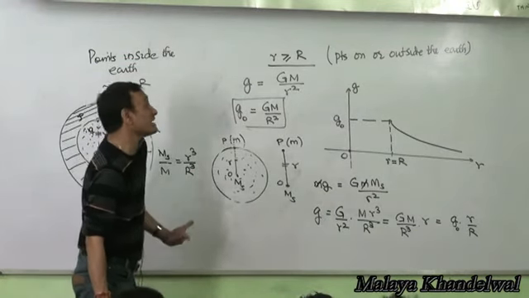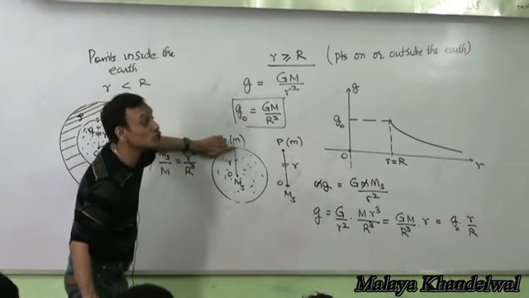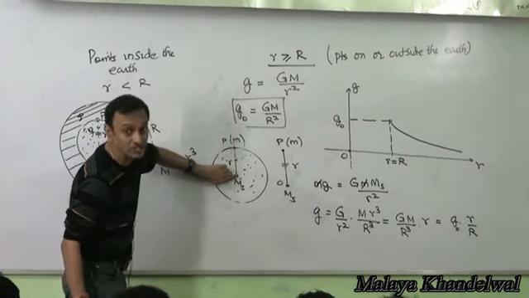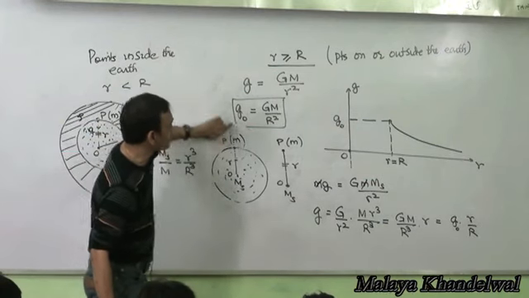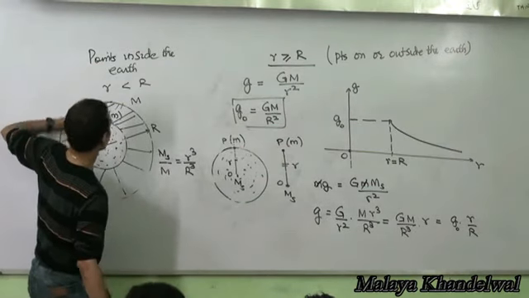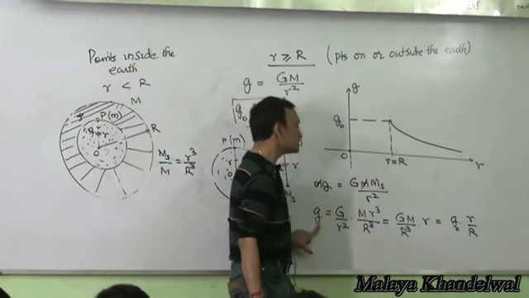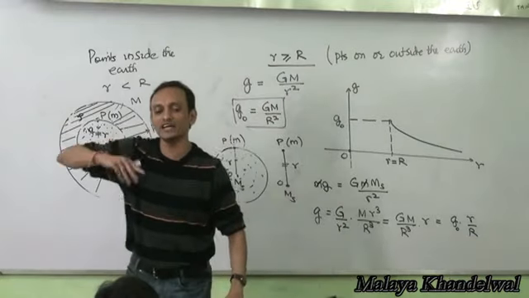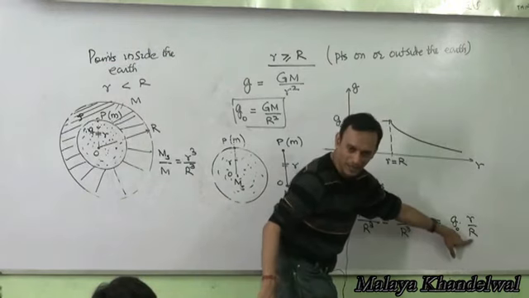Which means inside the earth, g is proportional to the distance from the center of the earth. That means if you go to the center of the earth, g at the center will be 0, small r equal to 0. And as you move further and further towards the surface, small r grows and the value of g grows linearly with small r, isn't it? G is g naught into small r by capital R. So g versus small r inside the earth is a straight line, y equal to mx. The slope of the line is g naught by capital R.